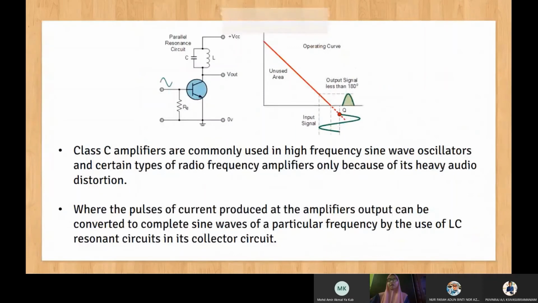This is an example of the Class C amplifier circuit and also the Q point. Class C amplifiers are commonly used in high frequency sine wave oscillators and certain types of radio frequency amplifier only, because of their heavy audio distortion, where the pulse of current produced at the amplifier's output can be converted to a complete sine wave of a particular frequency by the use of an LC resonance circuit in its collector circuit. Next.